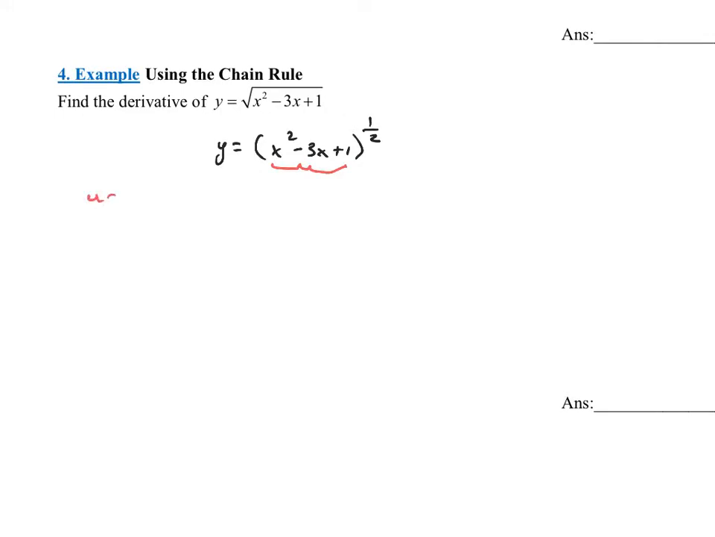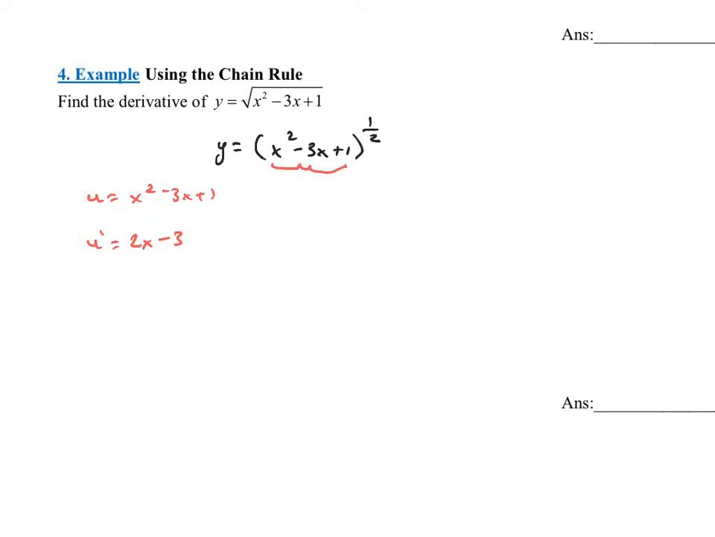So in this case, u would be equal to x squared minus 3x plus 1. So that means du dx, which is u prime, is the derivative of that with respect to x. The derivative of x squared is 2x. The derivative of minus 3x is minus 3 times 1, which is minus 3. And the derivative of 1 is 0. So 2x minus 3 is u prime.